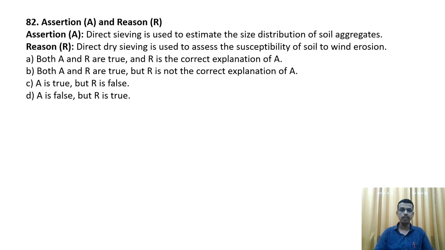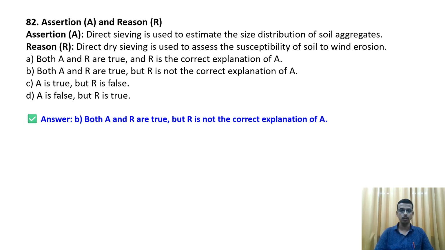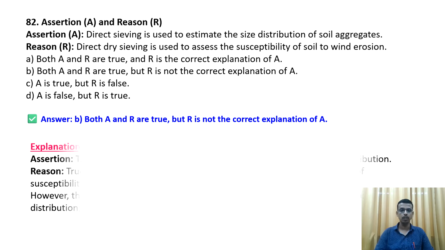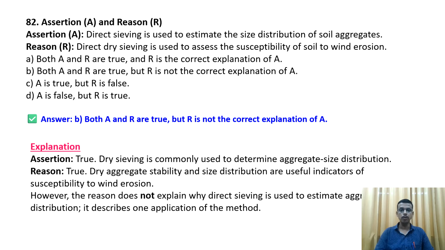Then assertion: direct sieving is used to estimate the size distribution of soil aggregates. Reason: direct dry sieving is used to assess the susceptibility of soil to wind erosion. Both A and R are true, but R is not the correct explanation of A, because dry sieving is commonly used to determine the aggregate size distribution. Yes, and dry aggregate size distribution is a useful indicator to measure the susceptibility of the soil to wind erosion.